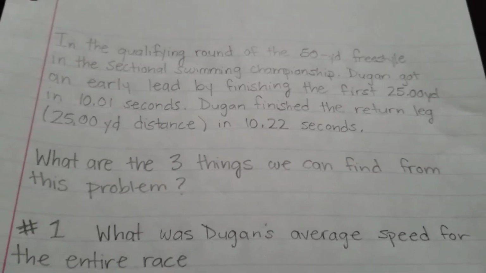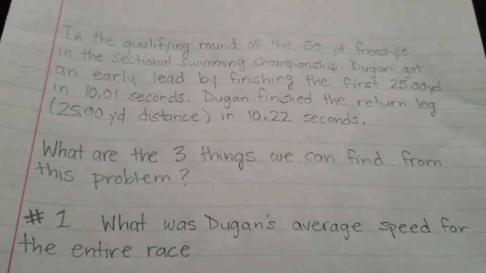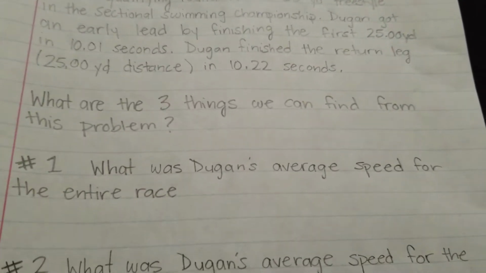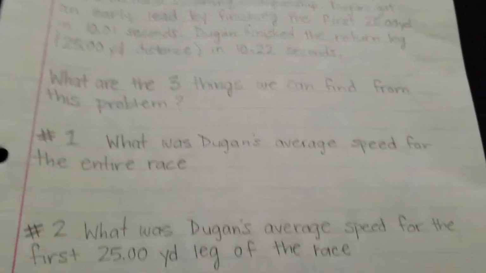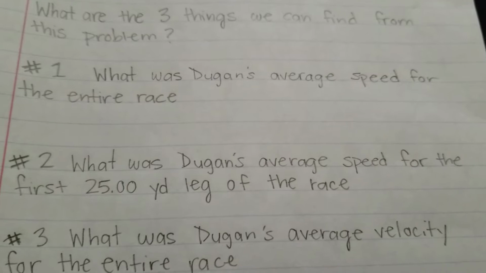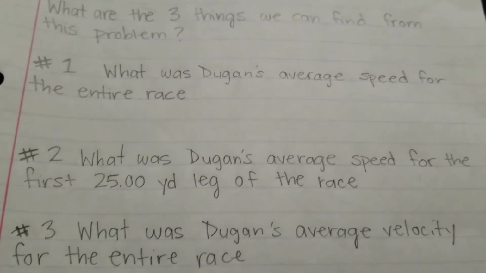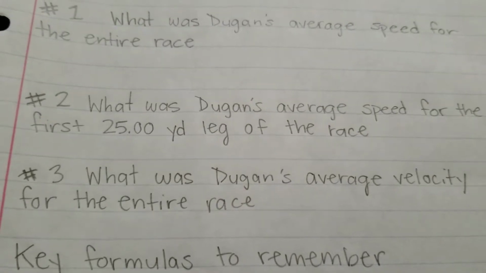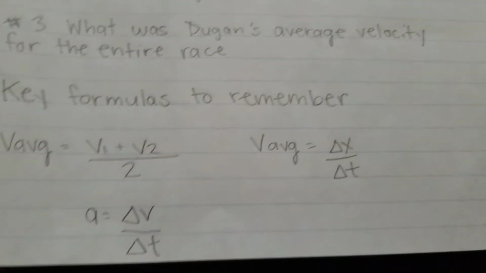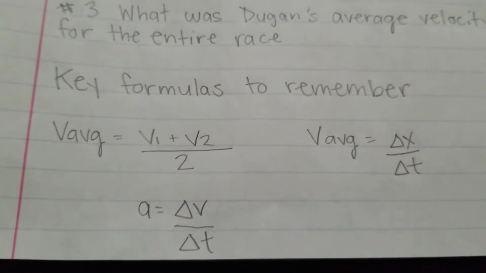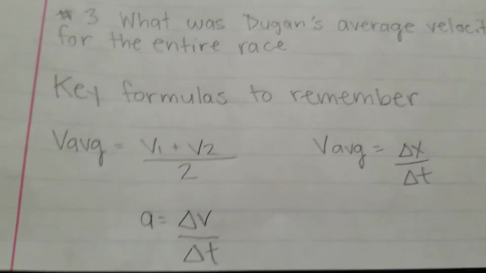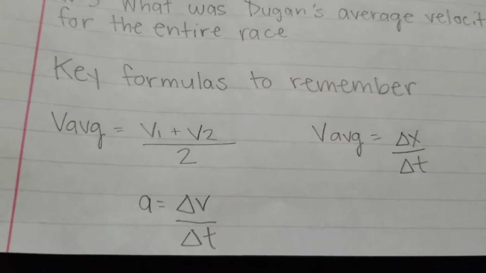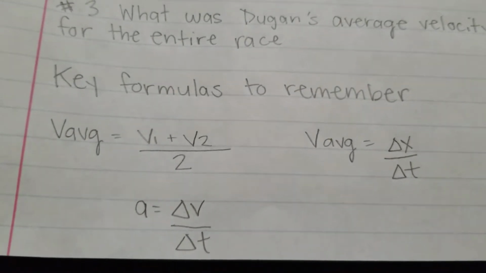So from this problem, we were able to find three things that we can solve. Number one was what was Dugan's average speed for the entire race. Number two being what was Dugan's average speed for the first 25-yard leg of the race. And number three, what was Dugan's average velocity for the entire race. Down below, I just wrote down a couple key formulas to remember. Two of them being the velocity average formulas, and then the third one being the acceleration formula.